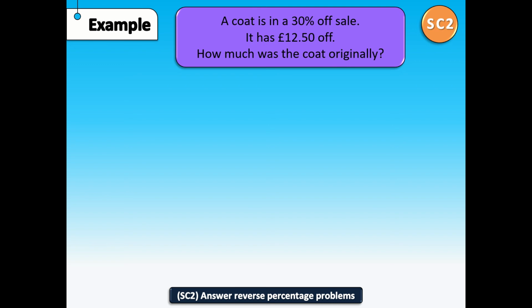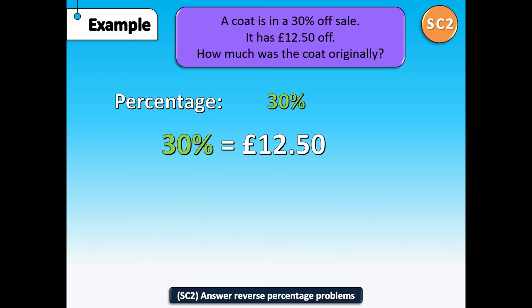In this question, a coat is in a 30% off sale. It has £12.50 off. So how much was the coat originally? This time, think about what the question's asking you and what it's telling you. We're told there's a 30% off sale, so that there's £12.50 off. So that 30% is the £12.50. So we need to work out what the coat was originally, so that's working out 100%.